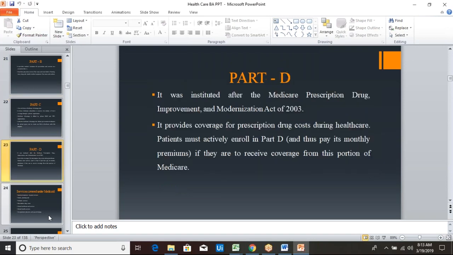Followed by this, Part D. This is about the plan that covers prescription drugs and improvements in that area, which covers the cost of medicines and drugs in healthcare. All this comes under Part D. People are entitled to have any kind of plans; they may take Part A, Part B, Part C and Part D.